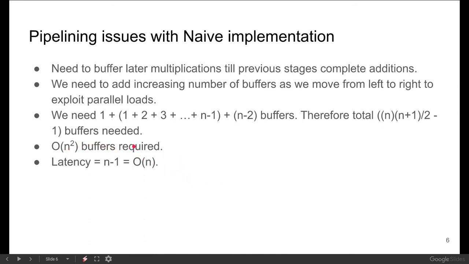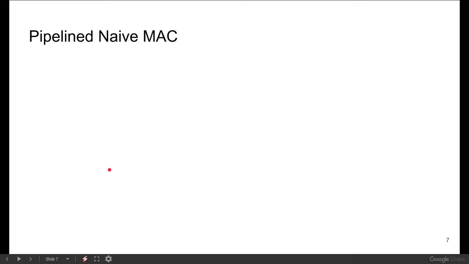In total, we will need 1 plus 2 plus 3 till n minus 1 plus n minus 2 buffers, and we will see where these numbers are coming from in the next slide. The main takeaway from this slide is that we will need order of n square buffers. That means as the length n increases linearly, the number of buffers will increase quadratically. We see that the latency for the naive implementation is order of n, and precisely it is n minus 1.